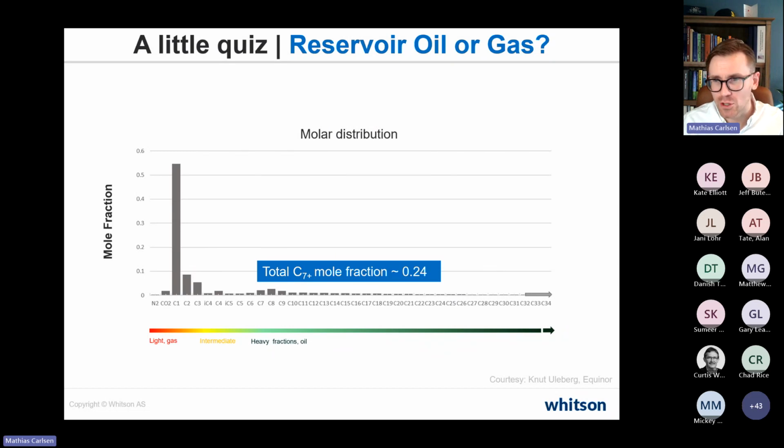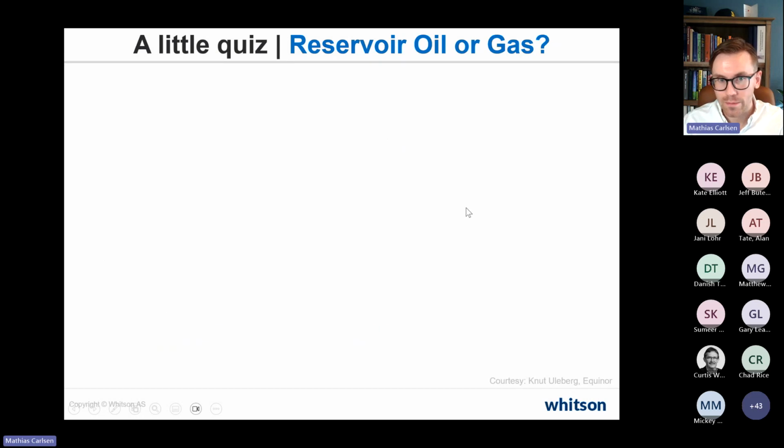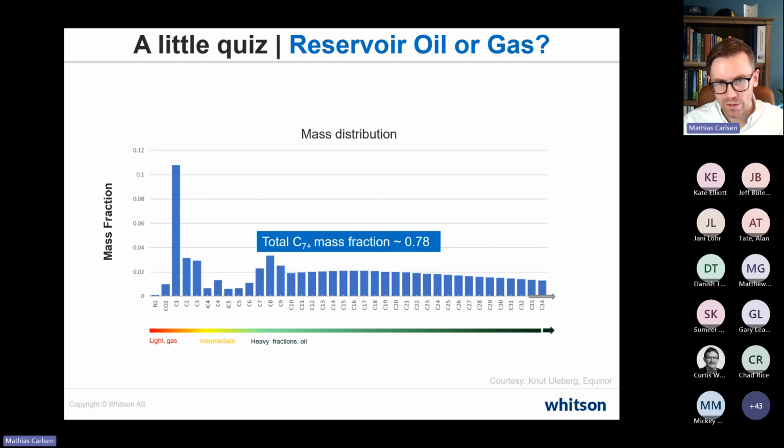Okay, so with that I'll go ahead and give the answer. So obviously this was a trick question. We do that many times in these courses. And the trick here is that you will obviously see that there's a lot of methane here, and the mole fraction is just 0.24%. So that's the number of molecules. But if I ask the same question and I converted this from moles to mass, like we did here, you would see, oh, 78% of the mass is actually C7 and all of that stuff, which is typically what makes up a reservoir or a stock tank oil.